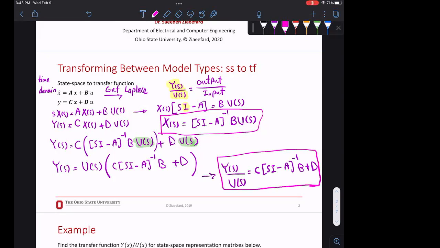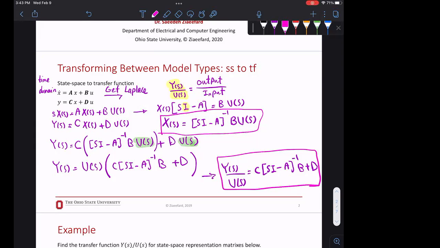So if you have the A, B, C, and D matrices, you just need to perform this operation to get your transfer function. You don't have to actually solve the whole thing from the beginning. So it might be a good idea, if you're more comfortable with transfer function, to solve the transfer function, then convert.